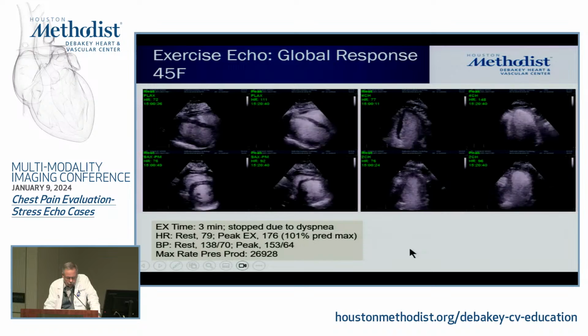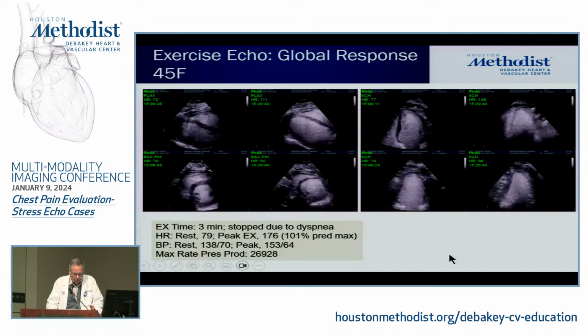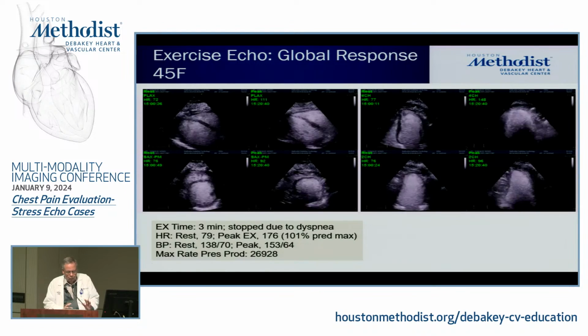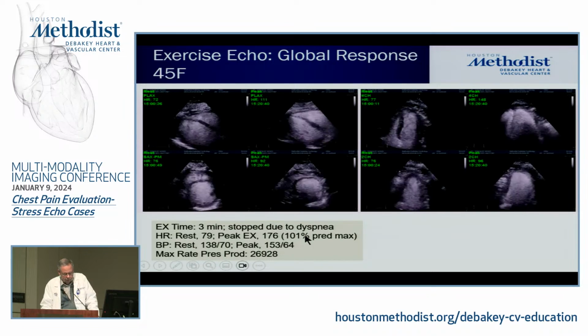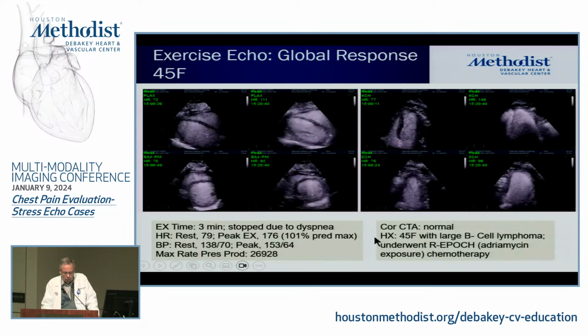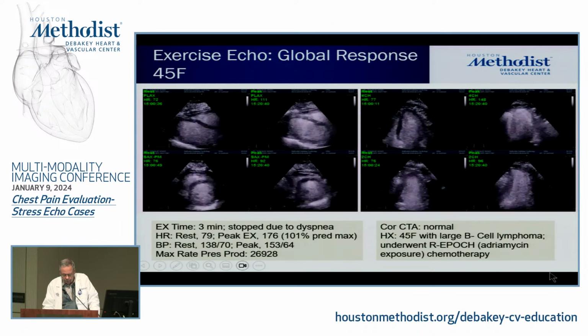And we can see in the short axis view particularly how the end-systolic cavity increased and the ejection fraction dropped. So this is a global response. The patient only did 3 minutes of exercise and became dyspneic. This patient had a chemotherapy cardiomyopathy, and actually had a coronary CTA that was perfectly normal.